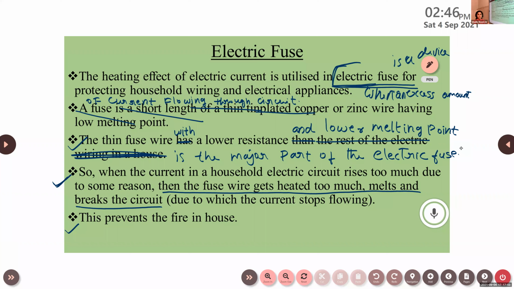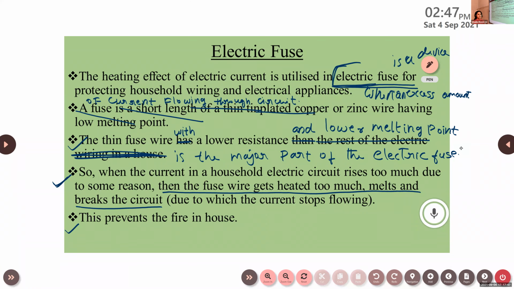Yes, it is thin in nature. Does it have a high melting point? If it had a high melting point, then surely it would damage your electrical appliances. No, it possesses a low melting point. Then what about the other characteristics? It possesses a low melting point and lower resistance. So these are the characteristics of fuse wire. The major part of the electric fuse is the fuse wire, and it possesses low melting point and low resistance.